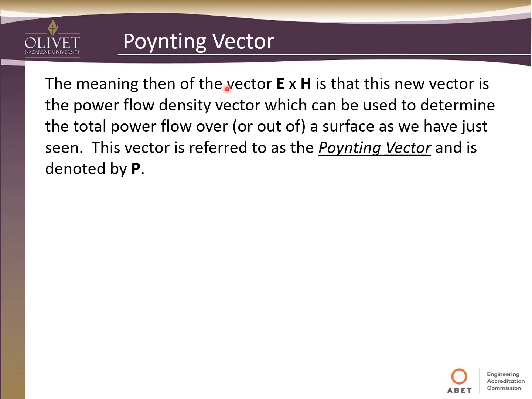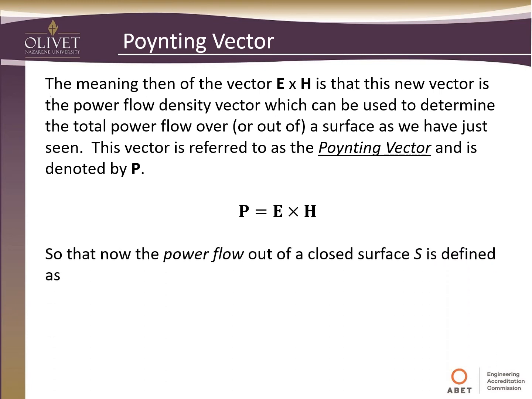So the meaning then of this vector E cross H, or electric field crossed with magnetic field, is that this new vector is the power flow density vector, which can be used to determine the total power flow over, or maybe better thought of as out of, a surface, as we've just seen. This vector is known as the Poynting vector, and we denote it by the boldface P. So the Poynting vector is equal to the electric field crossed with the magnetic field.